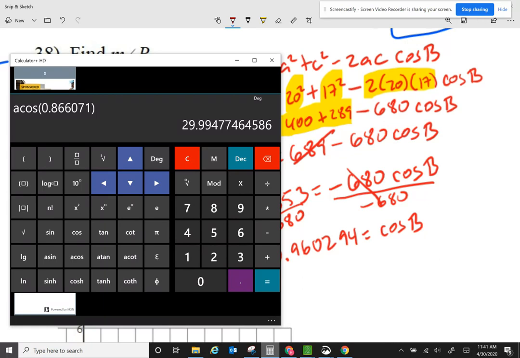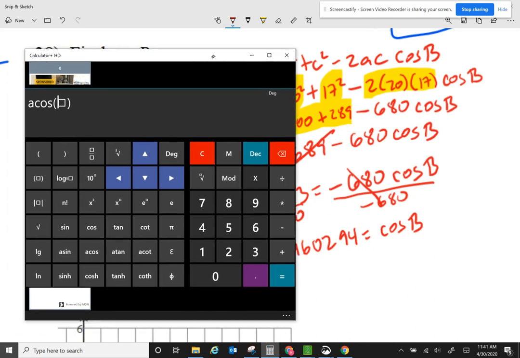Let me grab my calculator. So I'm going to do arc cosine, or cosine inverse. Your calculator might look like cosine to the negative 1. So cosine of 0. Let me see, my calculator just froze for a minute.